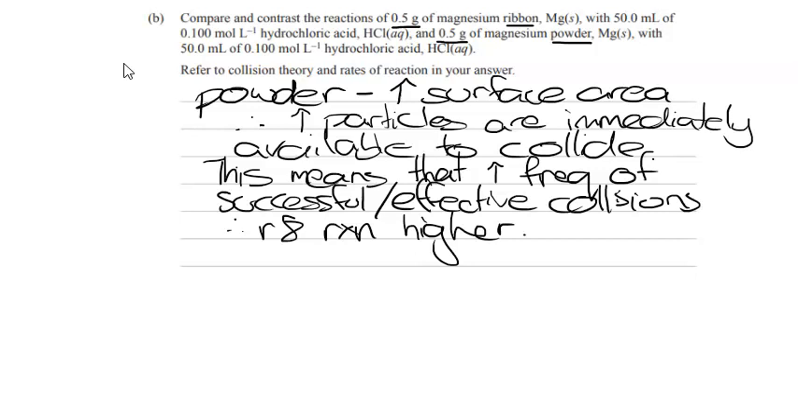So it's really just going through the motions. You need to be able to say each part of it to be able to get to a merit or excellence answer. And then we would have the magnesium ribbon, and we're basically just going to say the complete opposite. So we'd say it's got a lower surface area, less particles immediately available to collide, there will be a lower frequency of successful or effective collisions, so a lower rate of reaction.